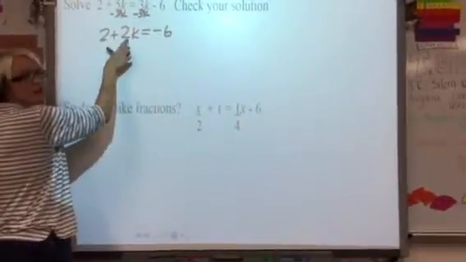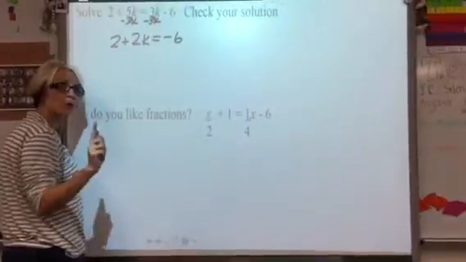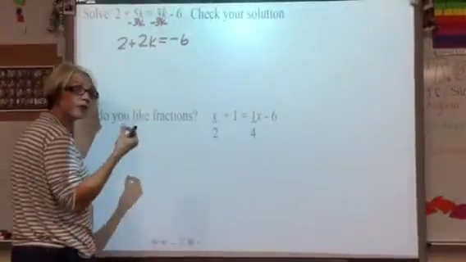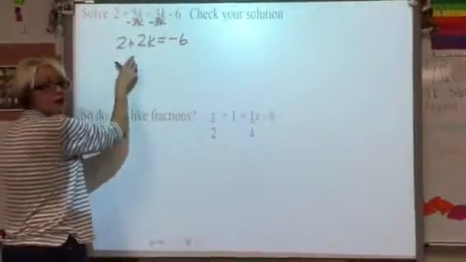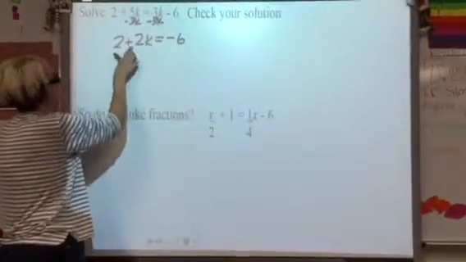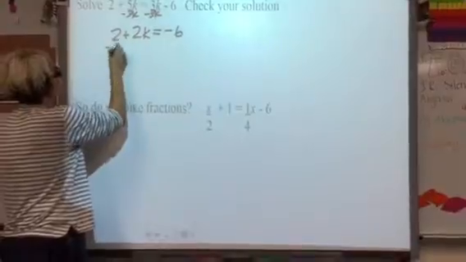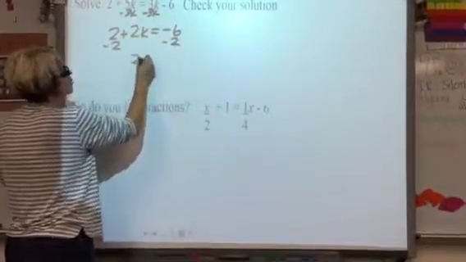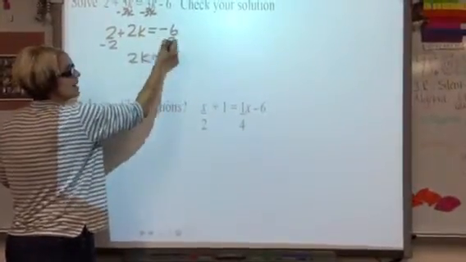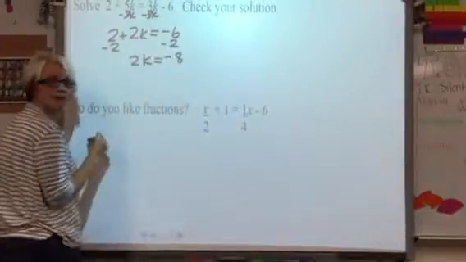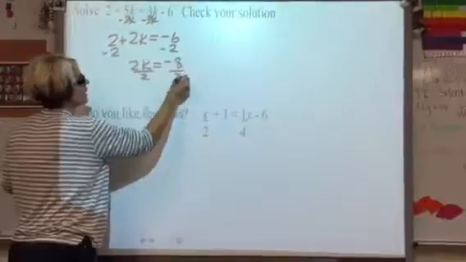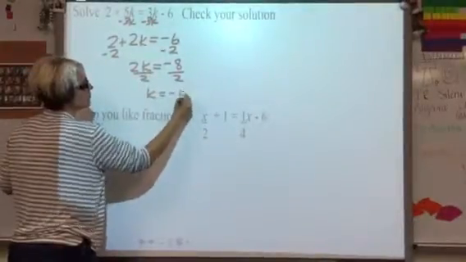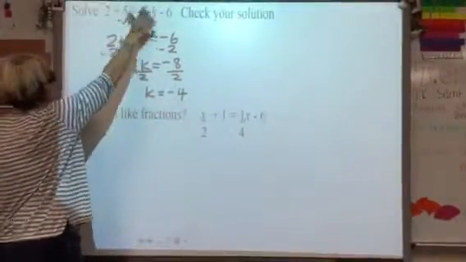Now I have one variable on this side, and remember, our goal in algebra is always to have a variable on one side and a number on the other. So what I'm going to do is now follow order of operations in reverse. See how this is adding 2? So I'm going to subtract 2, and I have 2k is equal to negative 6 minus 2, which is negative 8. And now finally I want to get k by itself, so I divide by 2, and I get k is equal to negative 4. And then you can plug this in and check it and make sure that it works.